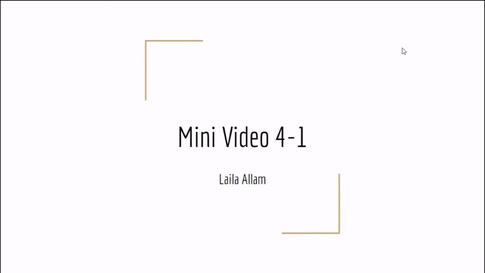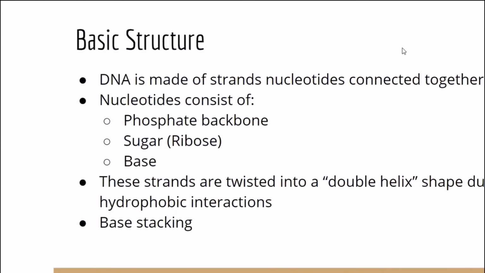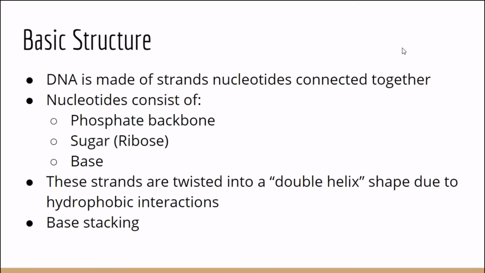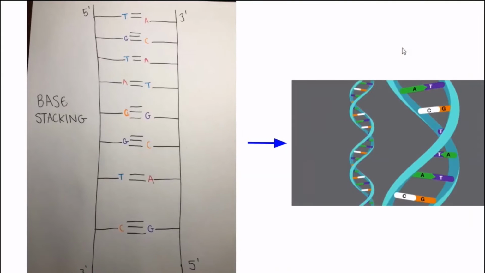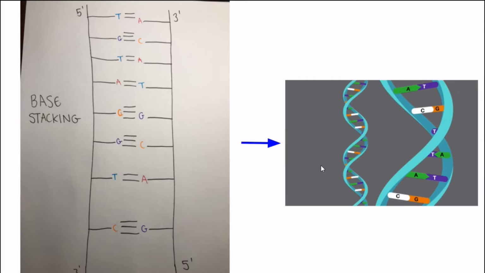In this video, I'm going to be talking about Watson and Crick's model of DNA. So DNA is made up of strands of nucleotides connected together. Nucleotides consist of phosphate backbone, sugar, and base. And these strands are twisted into a double helix shape due to the hydrophobic interactions. This is an example of base stacking. As you can see, the bases are paired together, but they're also stacked up, kind of like a ladder. And then these strands are twisted into a double helix form.